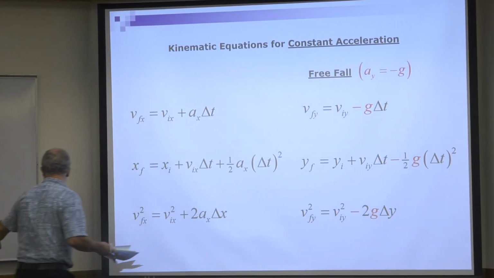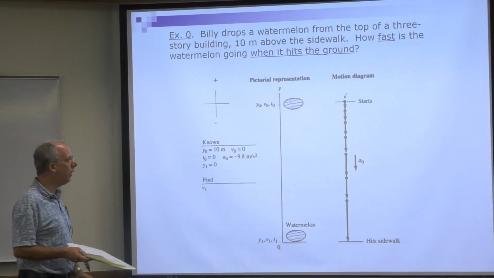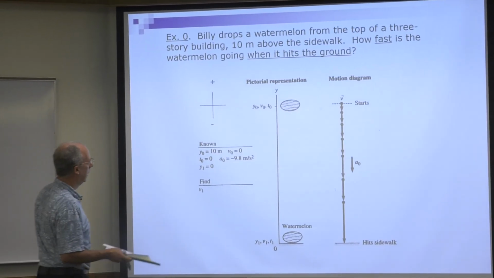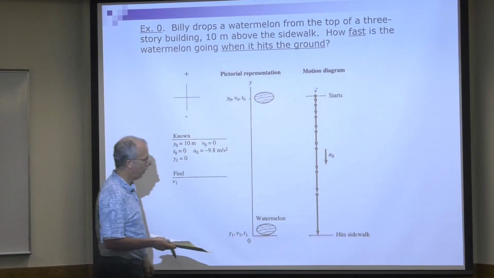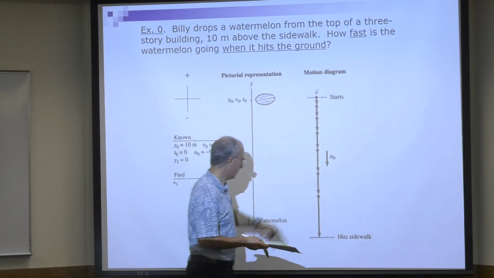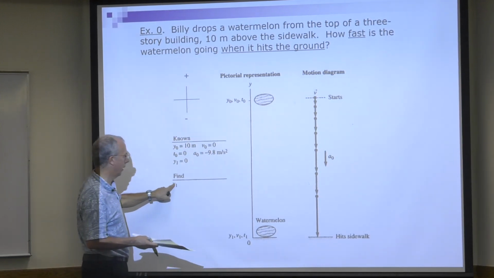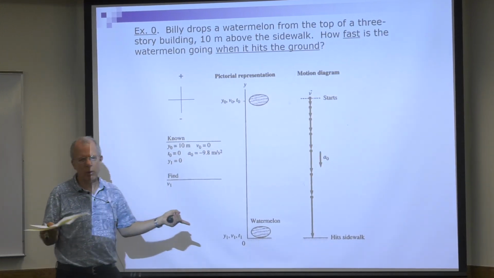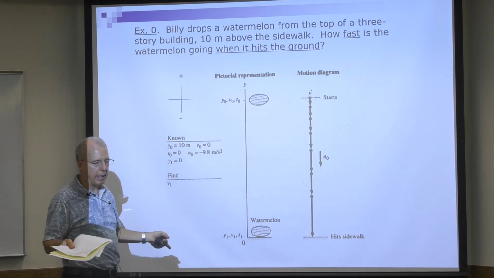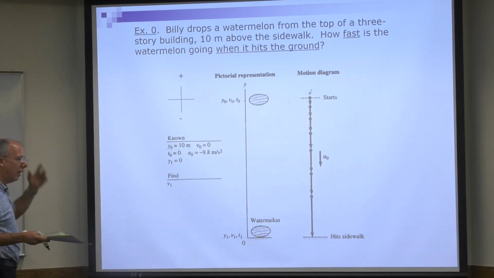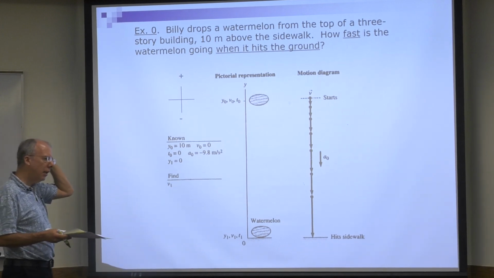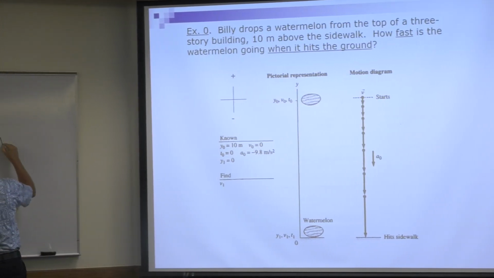Now, let's go back. What do we know? We know the distance, 10 meters. We know the acceleration. We want to find the velocity. We don't know anything about time, right? We don't know t1. So you've got to kind of keep this in your head: you want to find velocity. So what's the velocity?